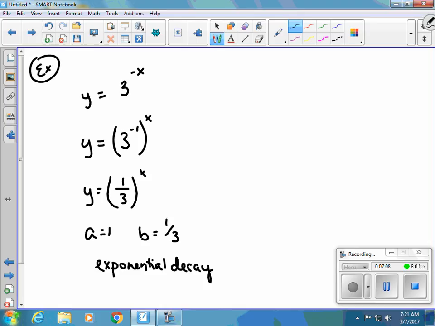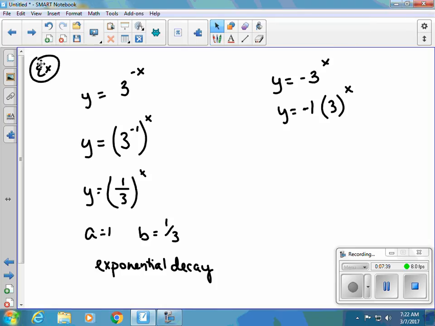And that's something to note. They will try to throw you off with that negative. But if it were, say, y equals negative 3 to the power of x, you can't do anything with that. It's just a negative 3. That doesn't mean that you're decaying because it's not between 0 and 1. This really gives you negative 1 as your initial amount, and then 3 to the power of x. So that would be different. That's not actually exponential decay.